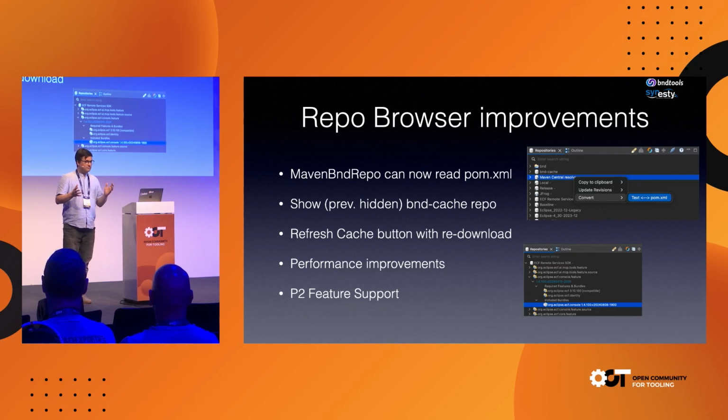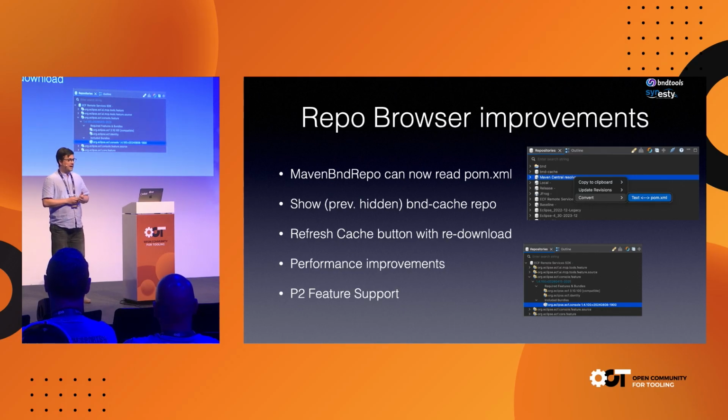If your local M2 repo is messed up for some reason, you can re-download a dependency. We added some performance improvements, fixed some memory leaks, and the last cool thing, which just recently got added and will be available with the next 7.3, is the P2 feature support. So if you're working with P2 repositories for Eclipse applications, then you now can use features, which can include other features and bundles, which is quite nice. Before, you just had the bundles there.